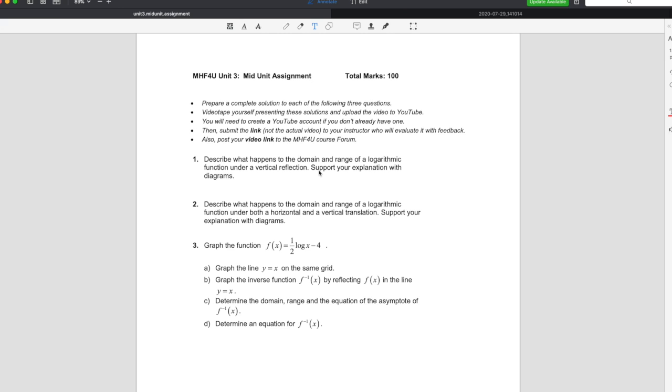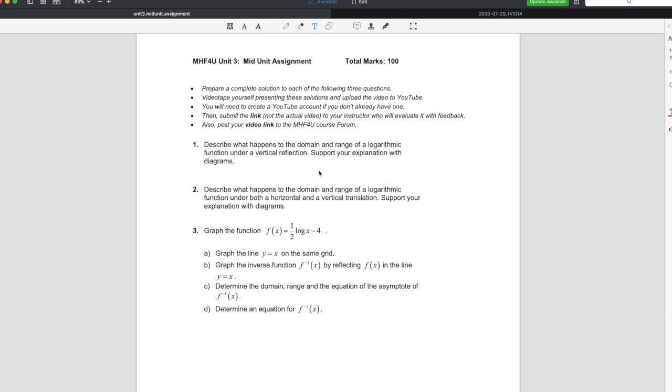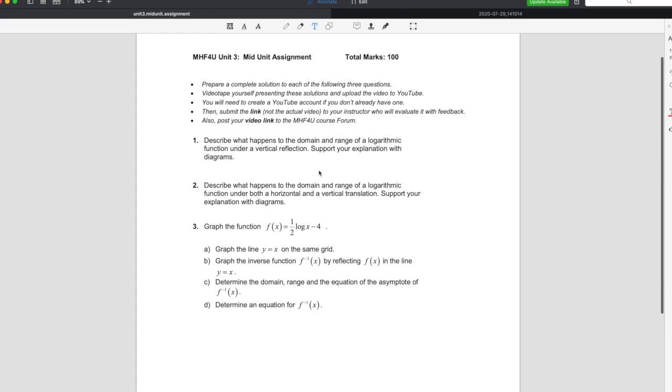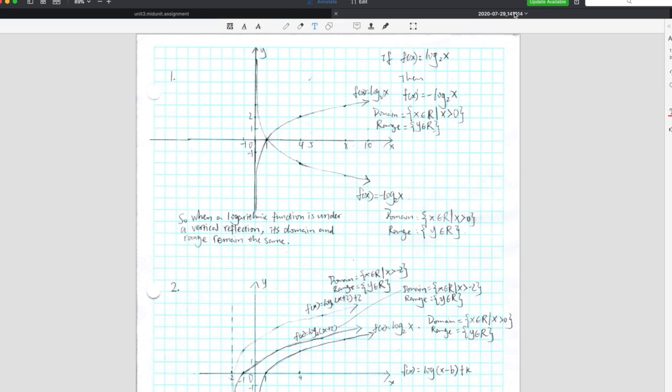Everyone, in this video I'm going to present my work, which is the mid-unit assignment of Unit 3. The first question is to describe what happens to the domain and the range of a logarithmic function under vertical reflection. So let's see my work here.